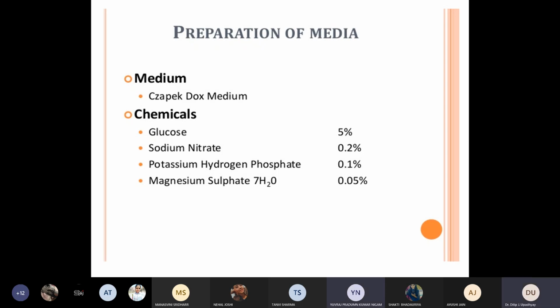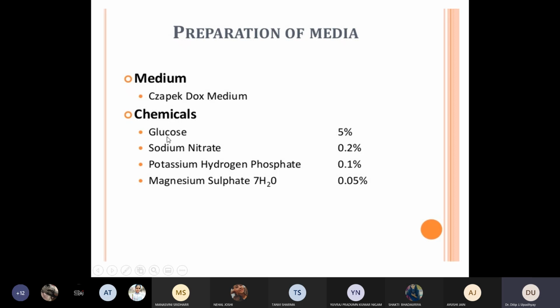Sir, may I? Yes, please. The medium is Czapek-Dox medium. Chemicals: glucose 5%, sodium nitrate 0.2%, potassium hydrogen phosphate 0.1%, magnesium sulfate 7H2O 0.05%. Perfect. As we discussed earlier in the fundamentals, for production of griseofulvin we use Czapek-Dox medium.